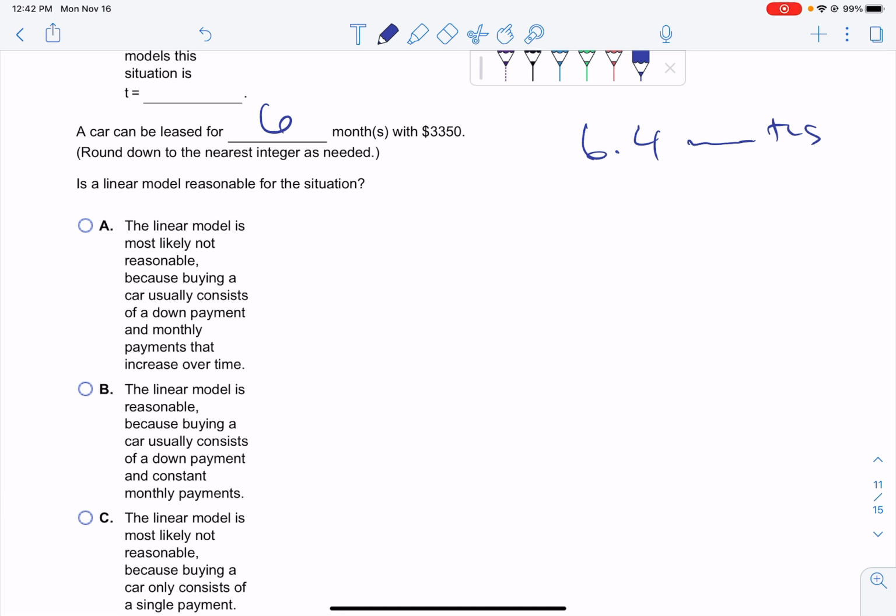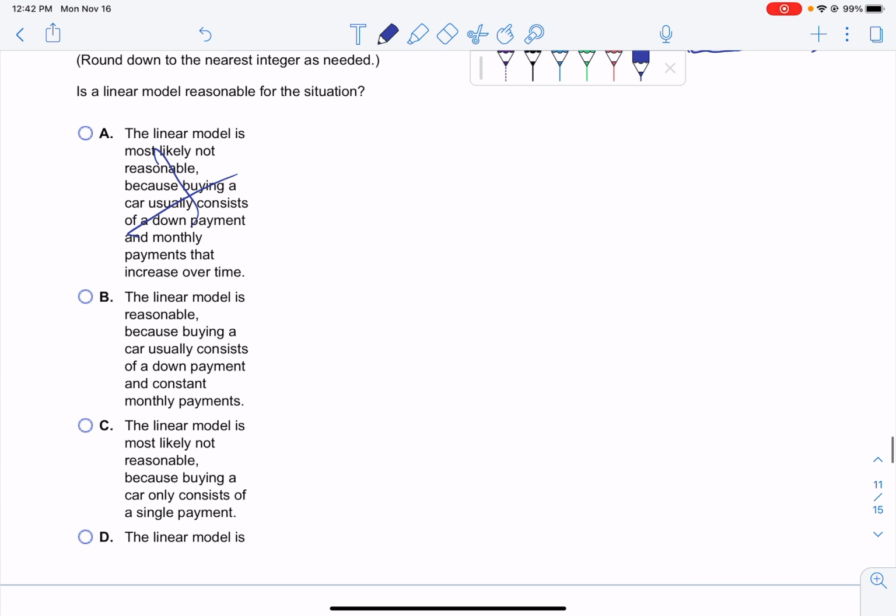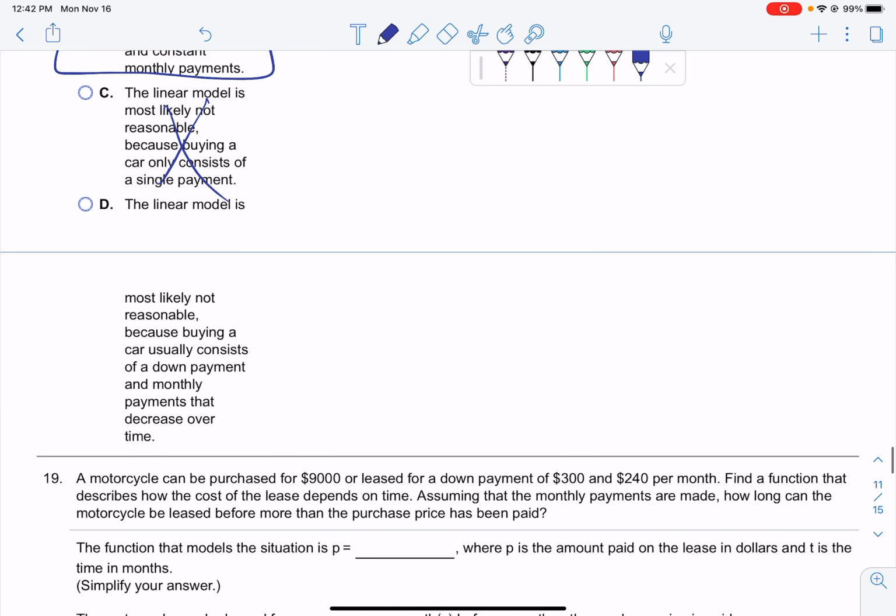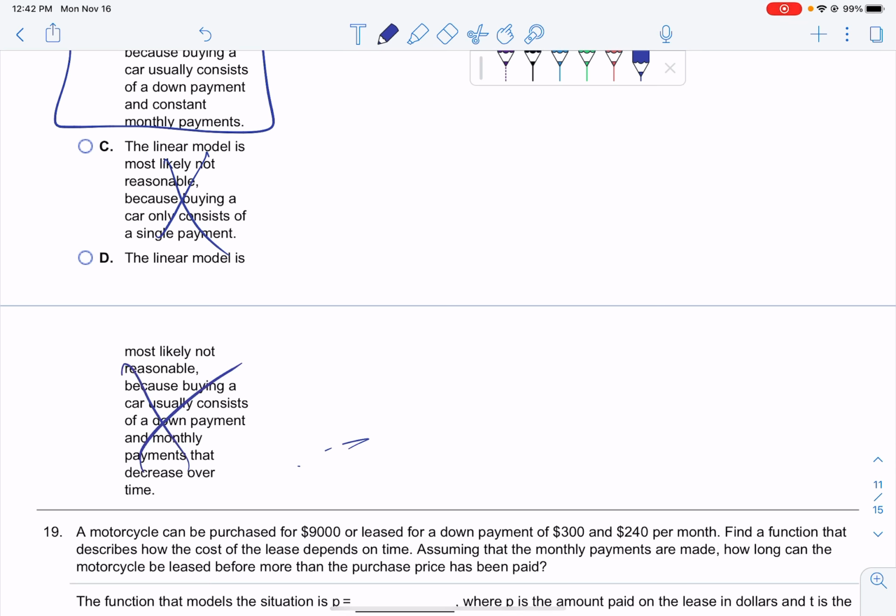The linear model is reasonable because buying a car usually consists of a down payment and constant monthly payments. The linear model is most likely not reasonable. That's not true. The linear model is most likely not reasonable. That's also not true. Okay.